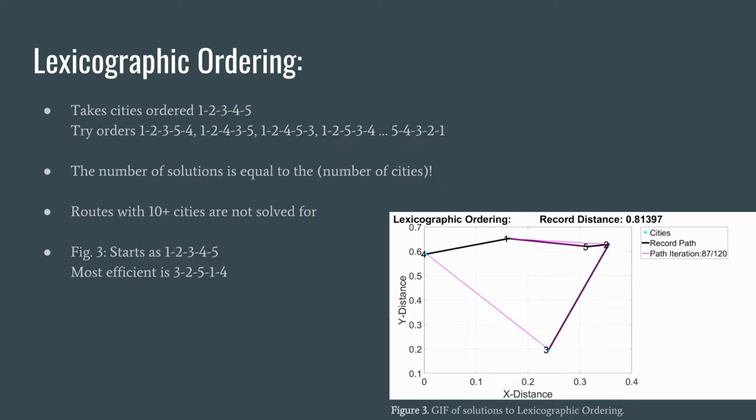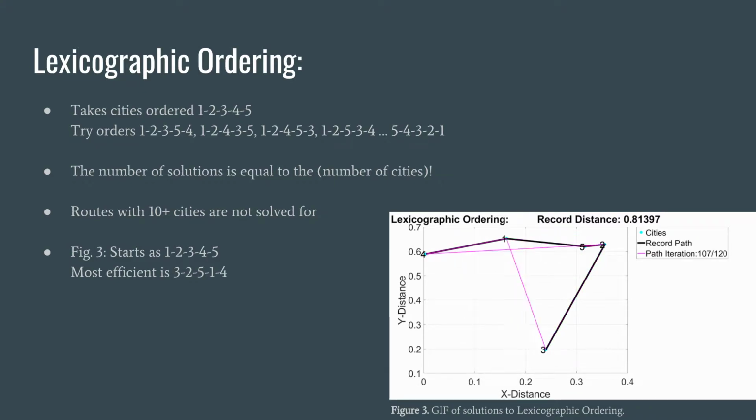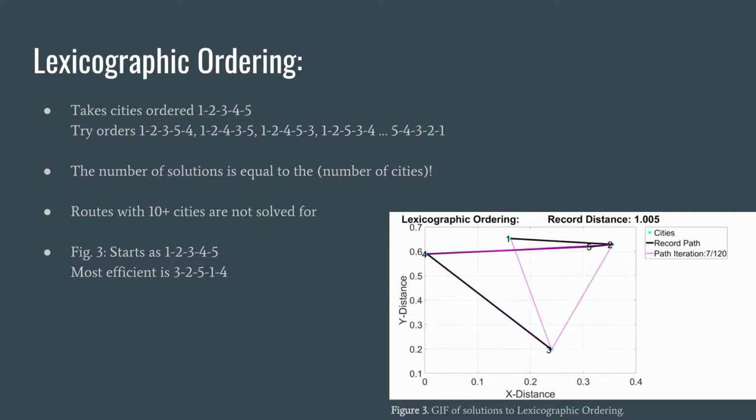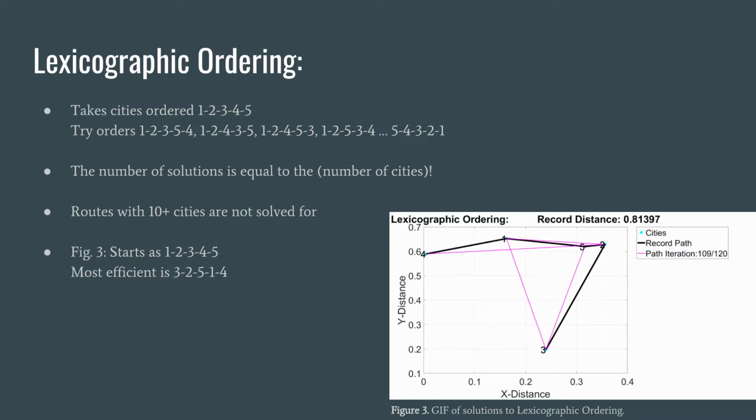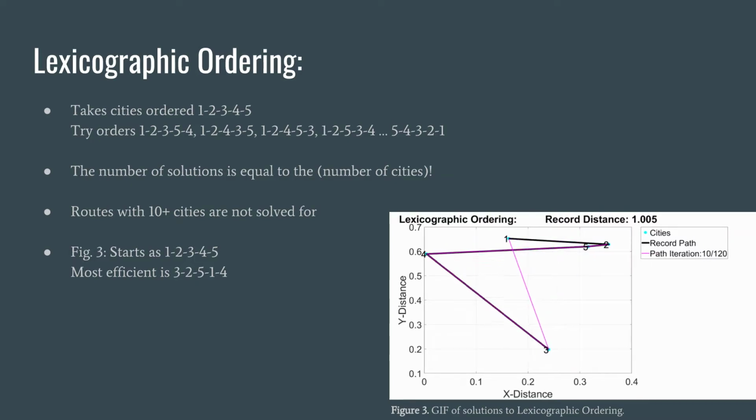Lexicographic ordering. We have cities 1 through 5 in this example. What this method does is it tries orders 1, 2, 3, 4, 5, and then 1, 2, 3, 5, 4, 1, 2, 4, 3, 5, and so on, all the way to 5, 4, 3, 2, 1. This means it tries every possible solution and finds the best distance between them.